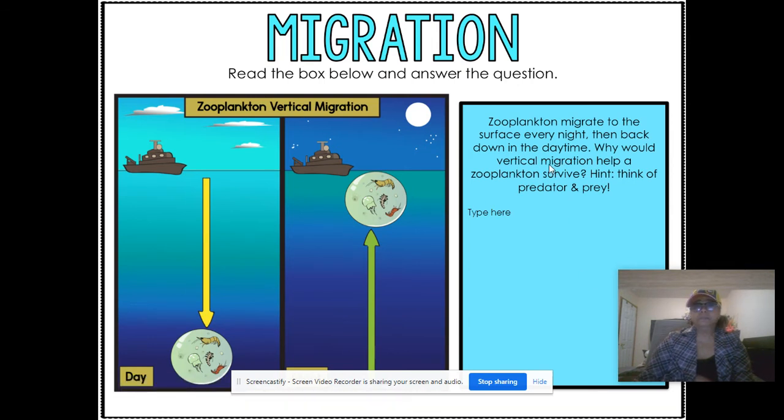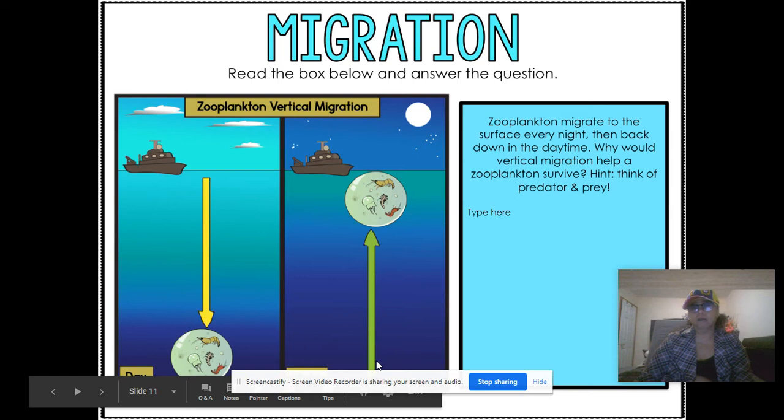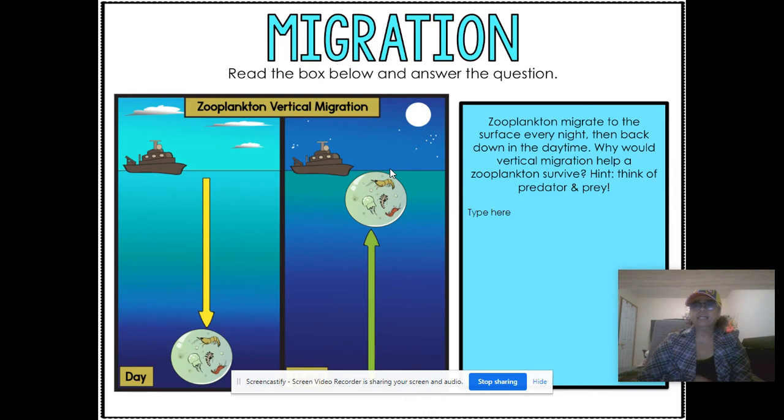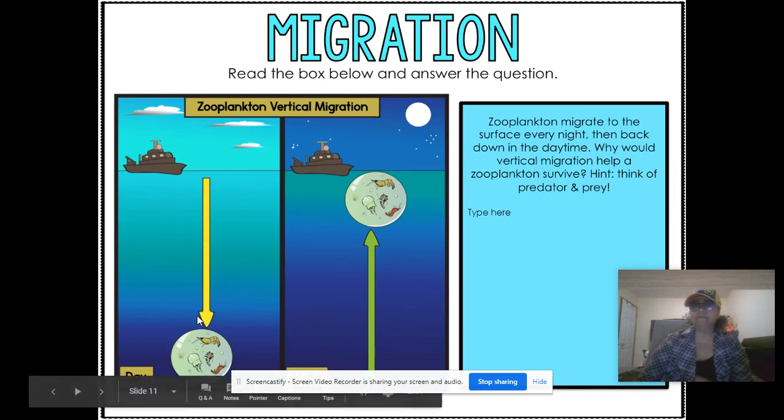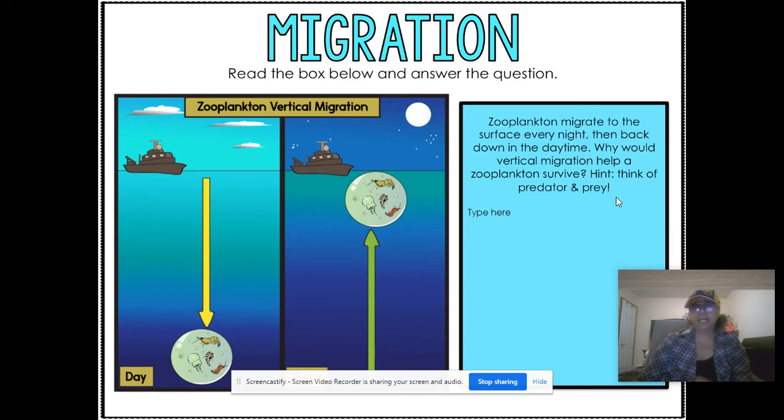So zooplankton. It's all about the zooplankton vertical migration. So this is one type of marine organism, microorganism. So they tend to migrate to the surface. So they are in some part of the ocean floor. They migrate or they go back up to the surface every night and then back down in the daytime. So to survive, how is that? So think of predator-prey relationship now.